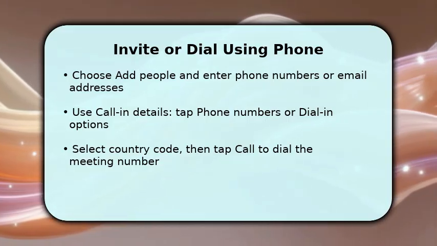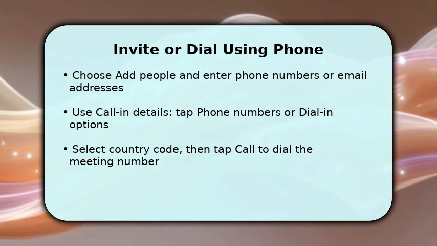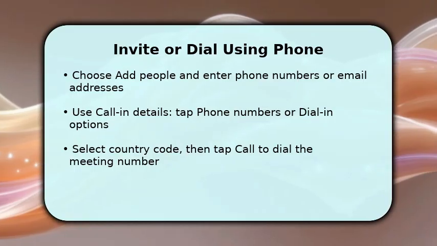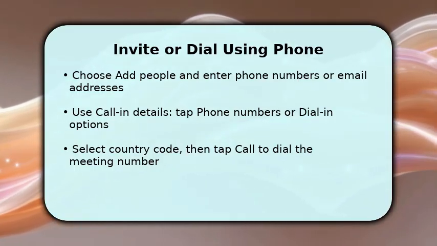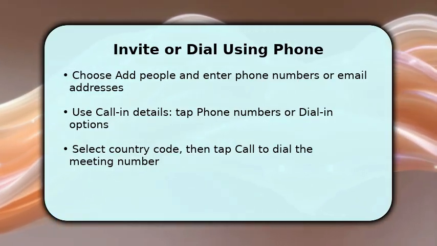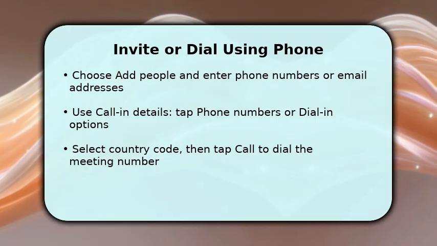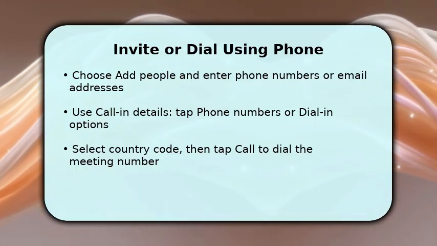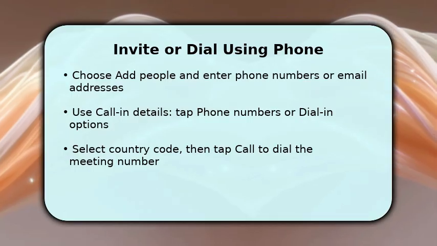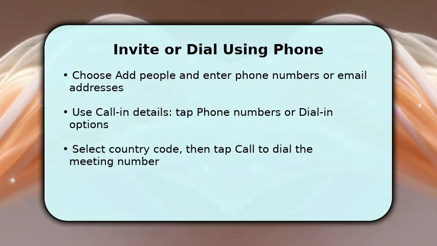If you prefer dialing, open the meeting details and tap phone numbers or dial-in options to view the access code and local number. Select the correct country code, then tap Call to connect using your cellular dialer. This ensures callers join with the meeting PIN rather than through internet audio.